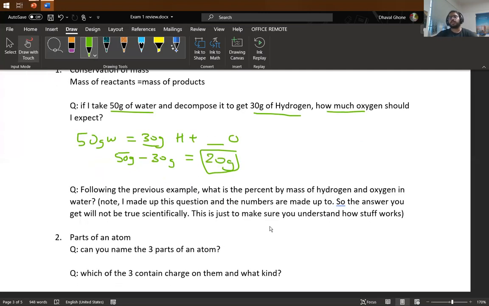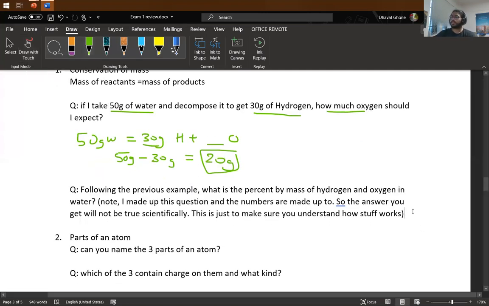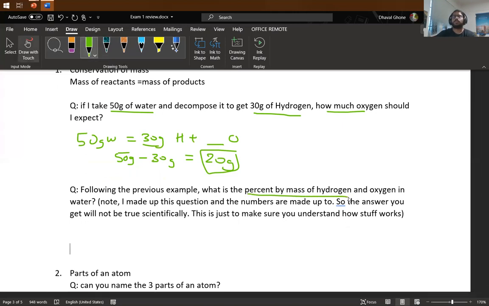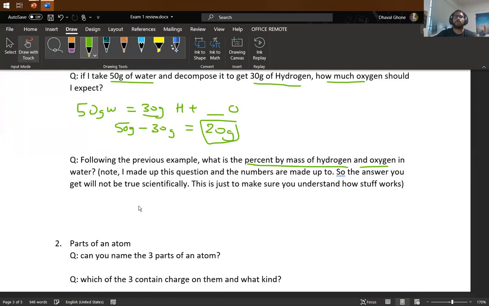And so a follow-up question with that question is, in the previous example, what is the percent by mass of hydrogen and oxygen? So to do that, oh, you know what? Go ahead and solve it on your own first. So think over it, solve it, write it down, and then come back once you're done solving to see how I do it.